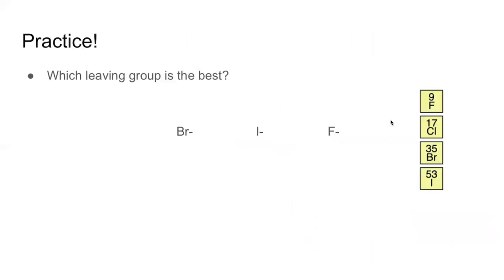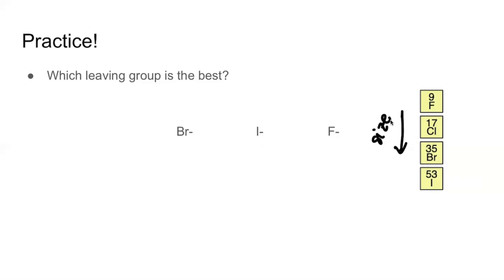So first off, it's going to be which leaving group is the best. Remember, when we're talking about leaving groups, often we're talking about halides, not always. And what's going to be relevant here, at least for this example, is going to be size. So remember, size is increasing down the periodic table. Stuff at the top, like fluorine, is going to be the smallest of the column. Stuff at the bottom, iodine, is going to be the largest.